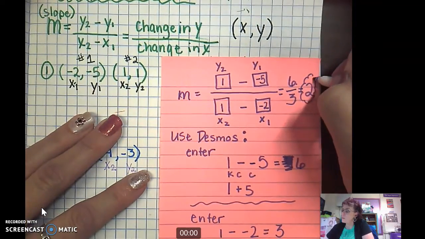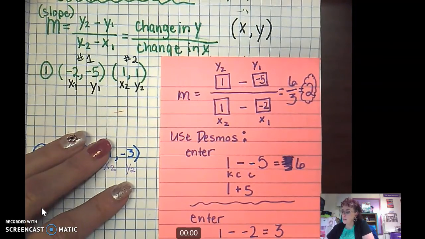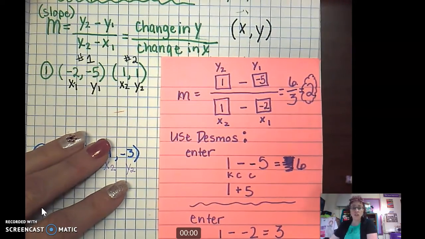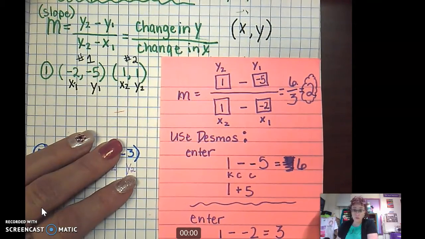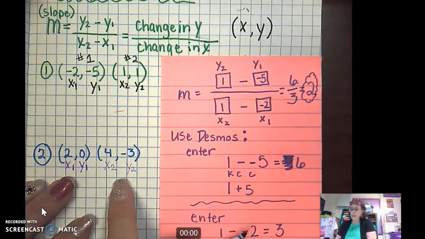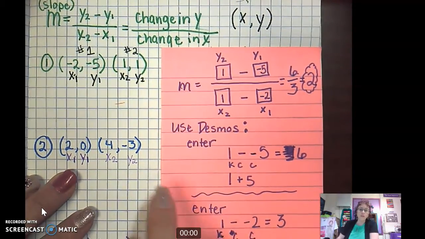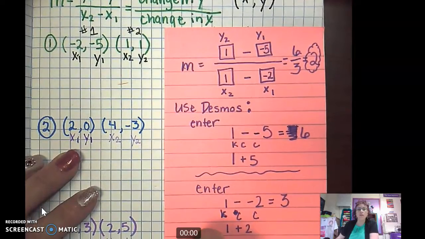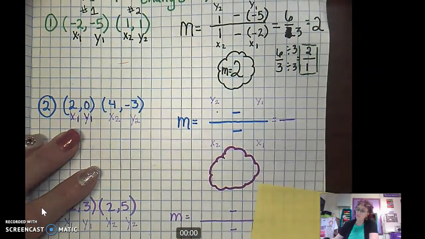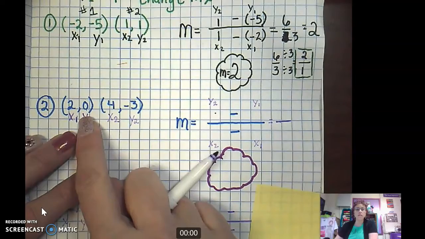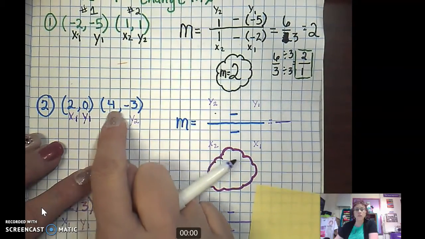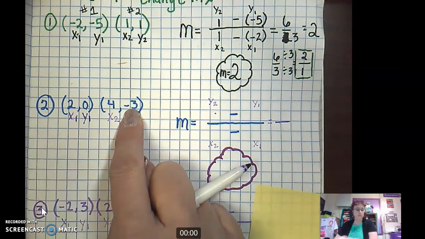Here's the slope of this line. Okay, so that's all you have to do to find the slope using 2 points and the formula. I can do another example with you really fast. So here you have two points, 2, 0, and 4, -3. All right.